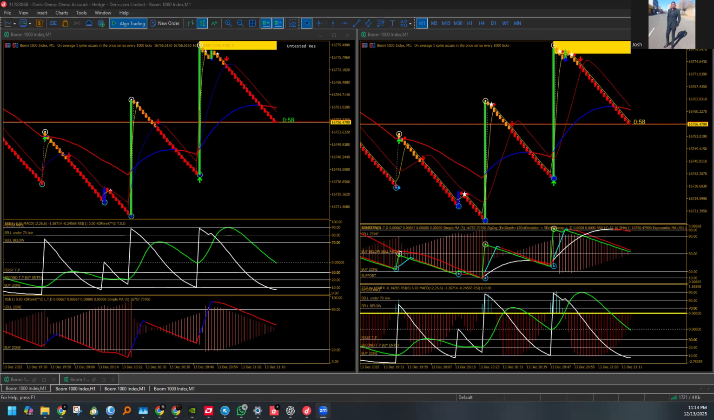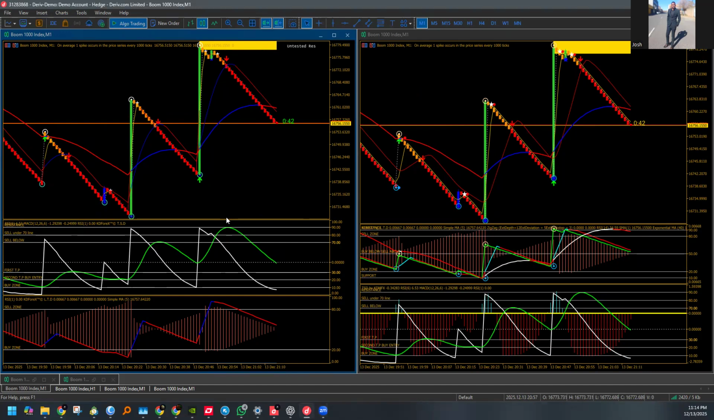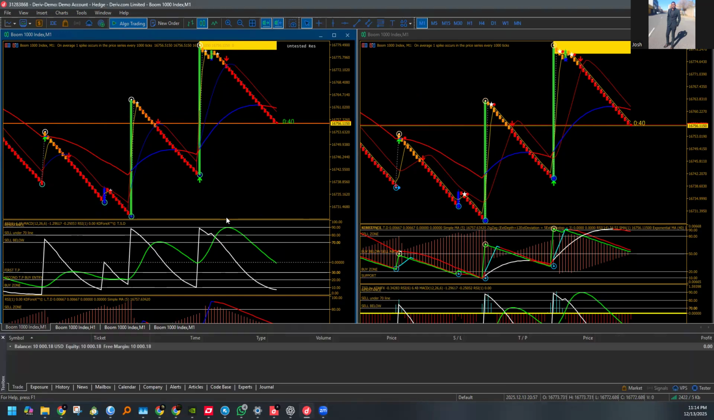Okay, so here this is MT5 for Deriv. I've just downloaded it and I've logged in on a demo account. Then on the screen there's Boom 1000. Just got it funded.